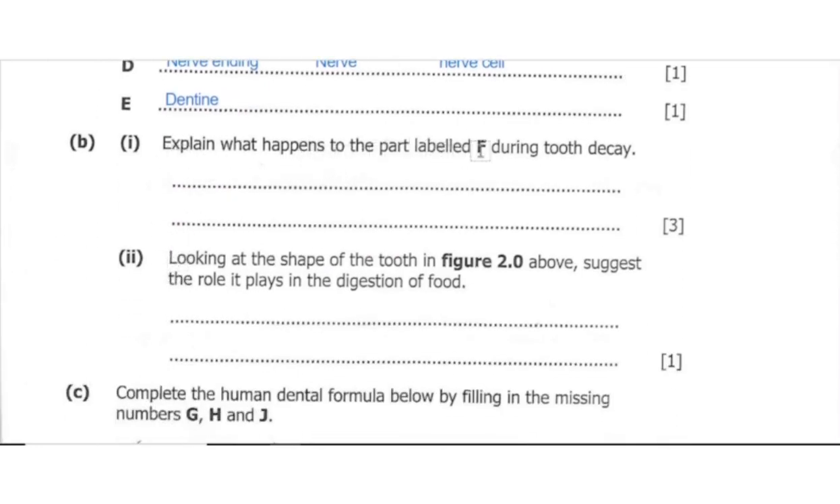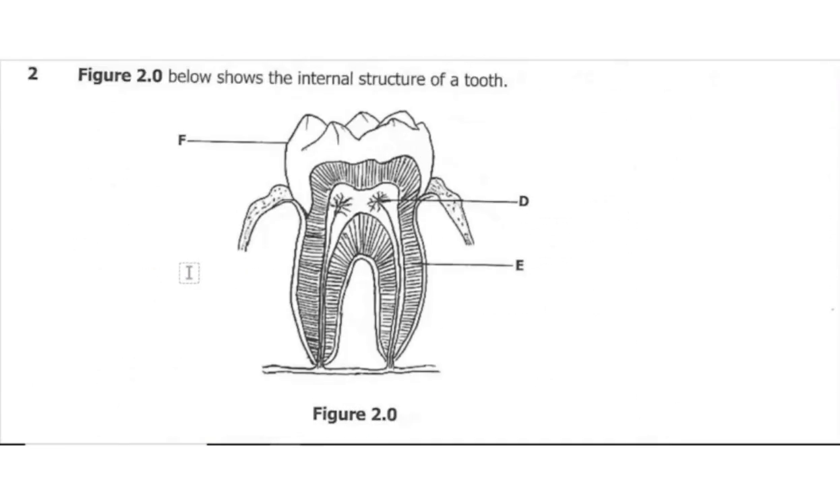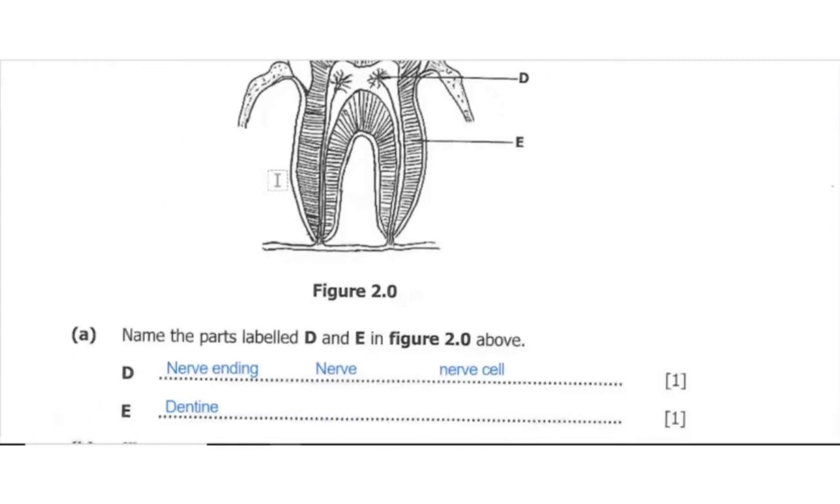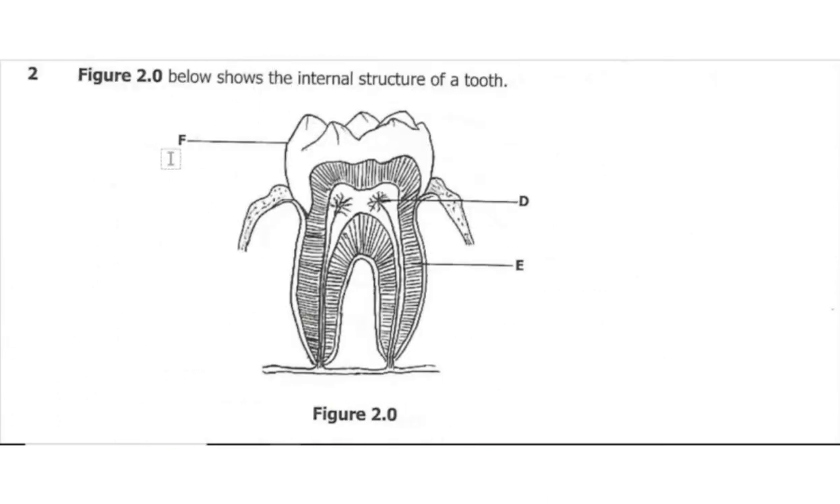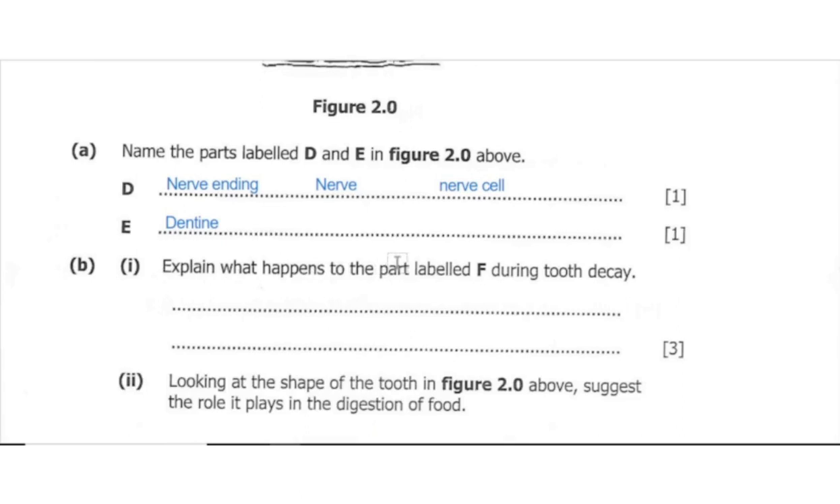explain what happens to the part labeled F during tooth decay. Okay, so what happens to this part? This part F is enamel, the hardest outside part of the teeth. What happens during tooth decay? First of all, I'm going to talk about why people experience tooth decay.